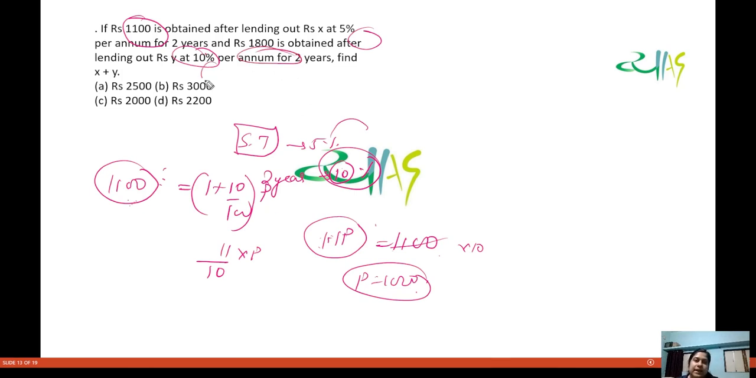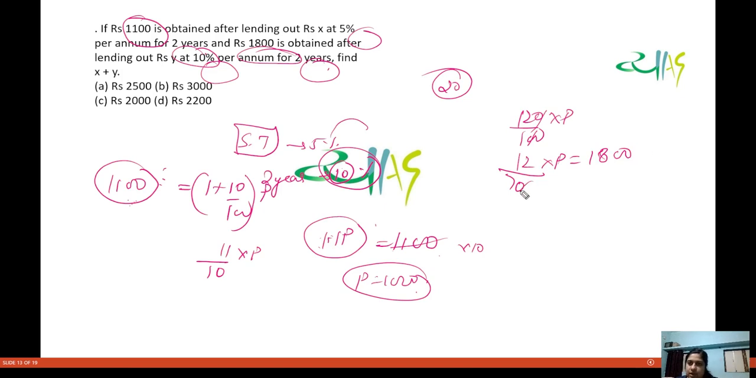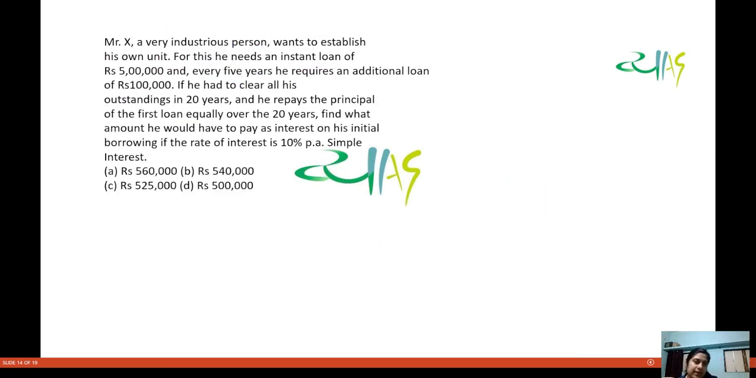Similarly, it is giving me 10% interest rate for 2 years, so I know the interest becomes 20%, so 120 by 100 times the principal, that is 12 by 10 into P, is equal to 1800. So this also can be solved very easily. Because this is 300, this is 2, and then this will be 150, and this 10 will go here, so this will become 1500. So this is that simple, guys. Try to visualize everything from different angles.